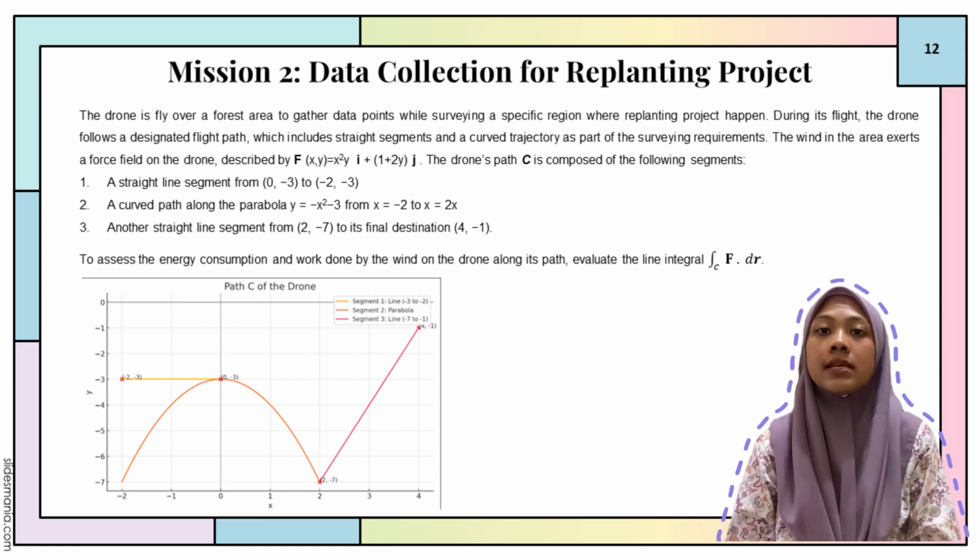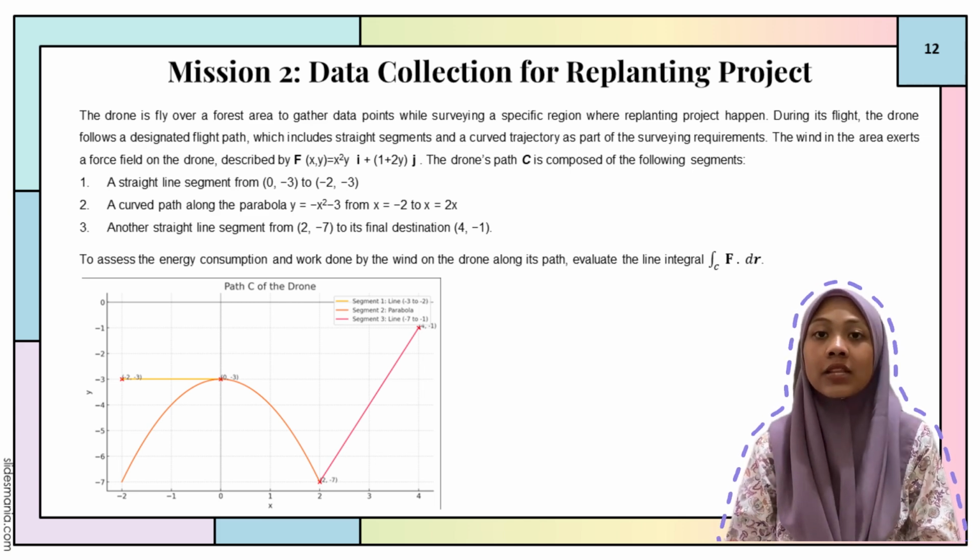The drone's path C is composed of the following segments. First, a straight line segment from (0,-3) to (-2,-3). Second, a curved path along the parabola y equal to -x squared minus 3 from x equal to -2 to x equal to 2, and another straight line segment from (2,-7) to its final destination (0,-1). To assess the energy consumption and work done by the wind on the drone along its path, we will evaluate the line integral of F dot dr. The graph will be like this.